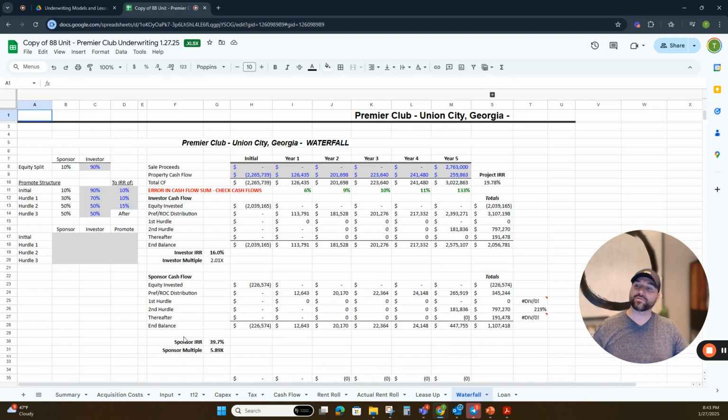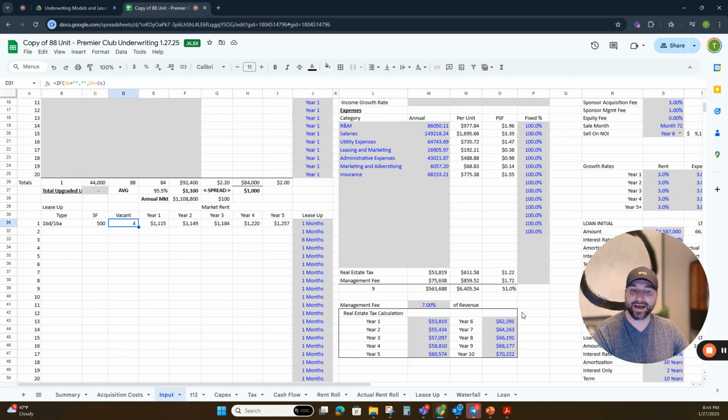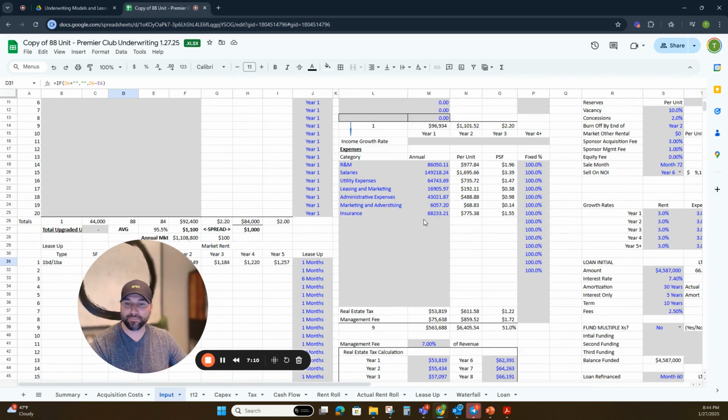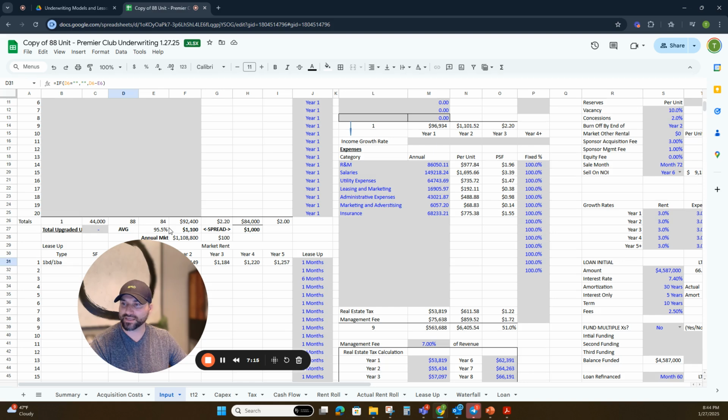The waterfall tab, again, this will show you your waterfall, right? Your economics for your investors. And then the loan information is how much the loan is, what's the payment, what's the principal, what's the interest rate. Again, all this information is going to flow through the inputs tab. So if we're looking back on the inputs tab, we've got our expenses, we've got our income, right? That's half the battle. Income, other revenue, and our expenses.